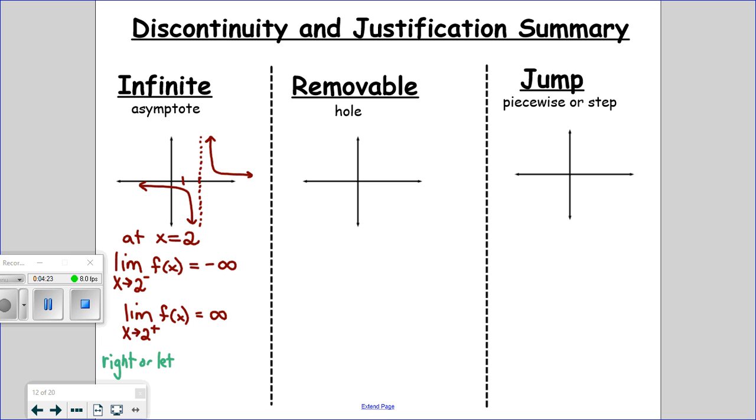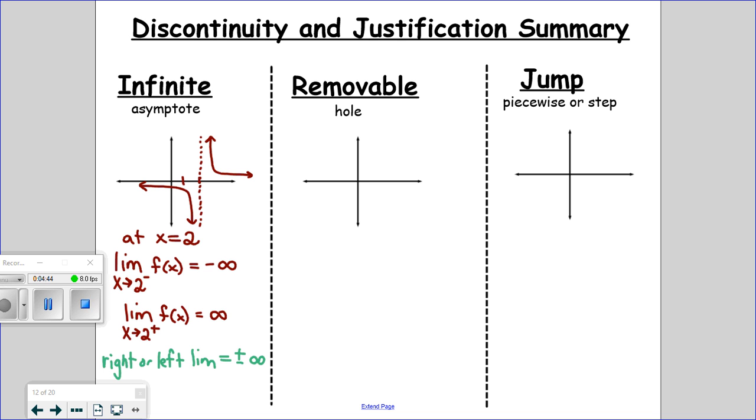Right and or left-hand limit, it doesn't matter which one, or both, is going to equal either positive or negative infinity. That's the justification needed to distinguish it as an infinite discontinuity compared to either of the other 2 options.